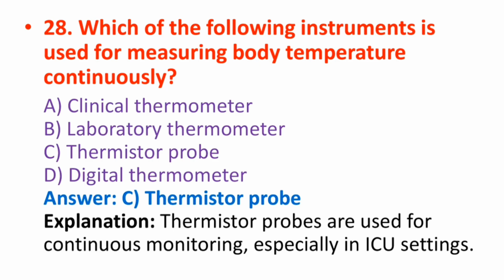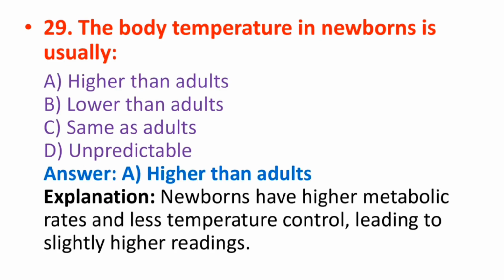Which of the following instruments is used for measuring body temperature continuously? Option A, clinical thermometer; option B, laboratory thermometer; option C, thermistor probe; option D, digital thermometer. The correct answer is option C, thermistor probe. Thermistor probes are used for continuous monitoring, especially in ICU settings.